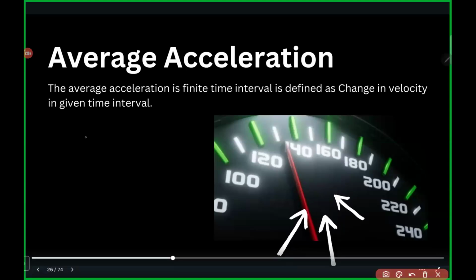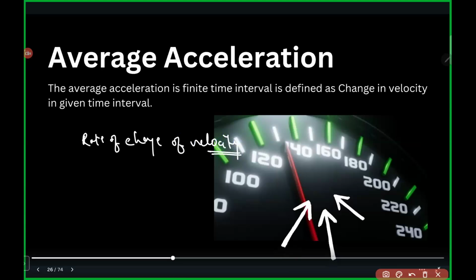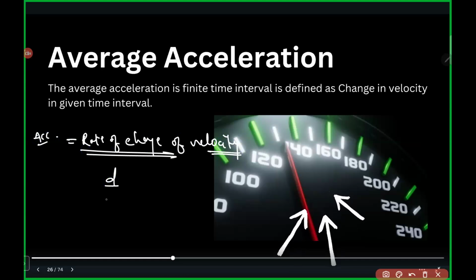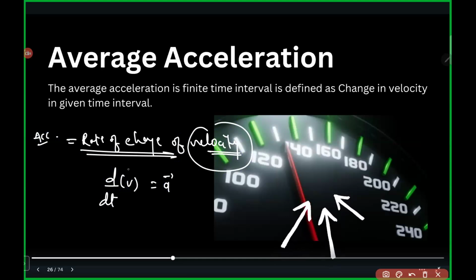It is a rate of change of velocity, right? So this is your acceleration in general. What is the rate of change? Rate of change is nothing but d by dt. And what are we talking about? Velocity. So d by dt of velocity is our acceleration. This is your definition. Is it clear, everyone? Definition is quite easy, no?